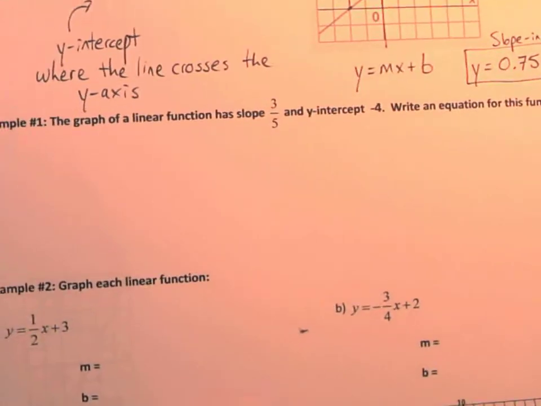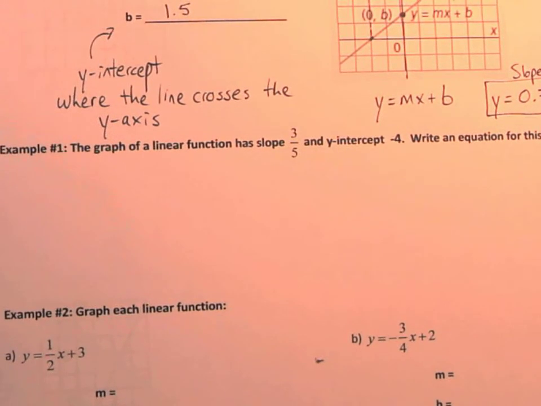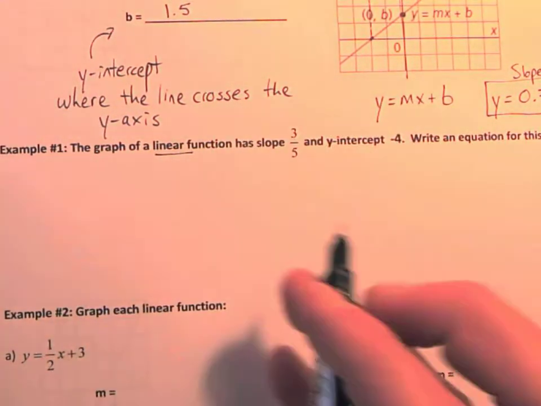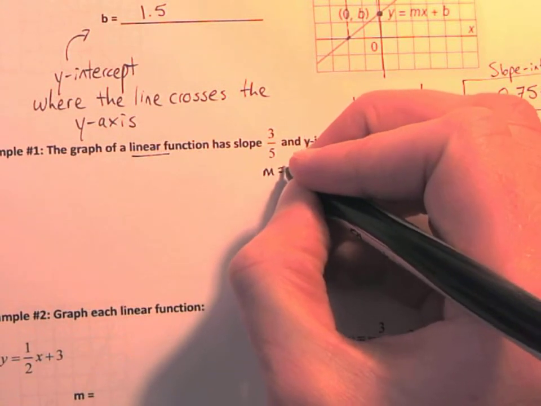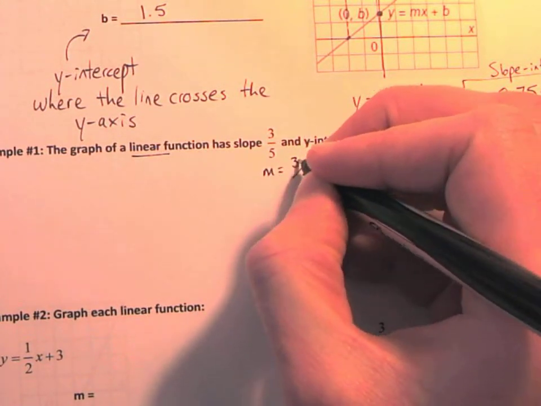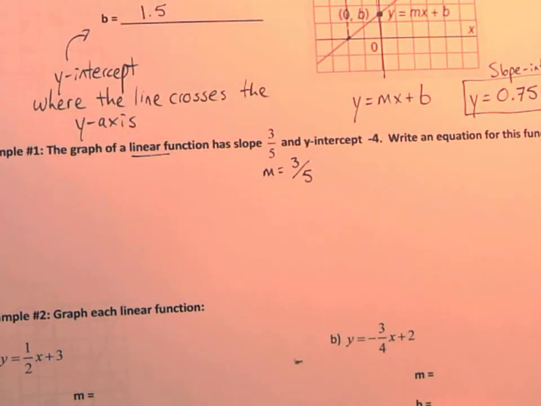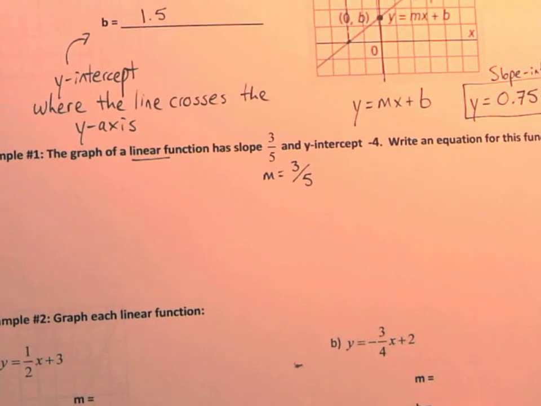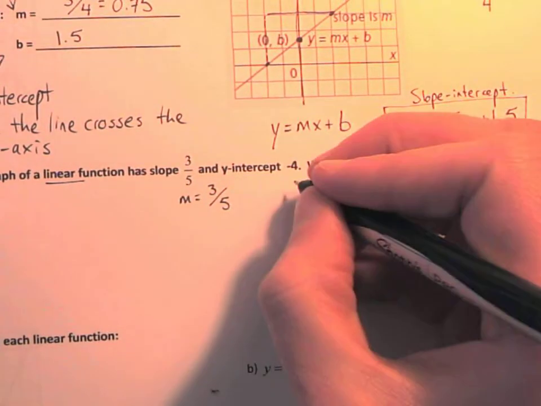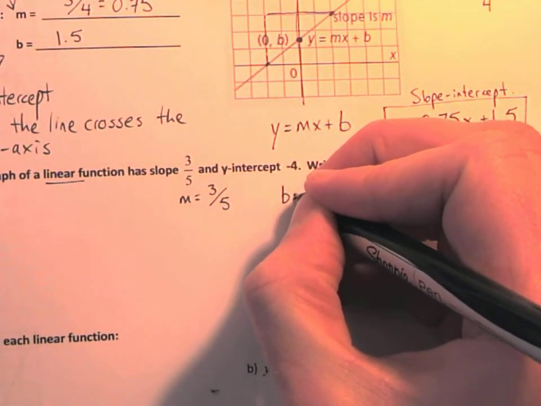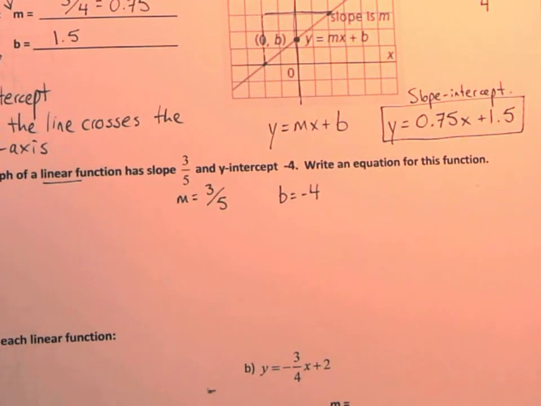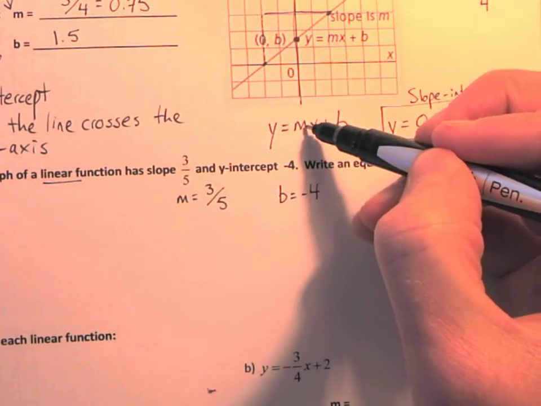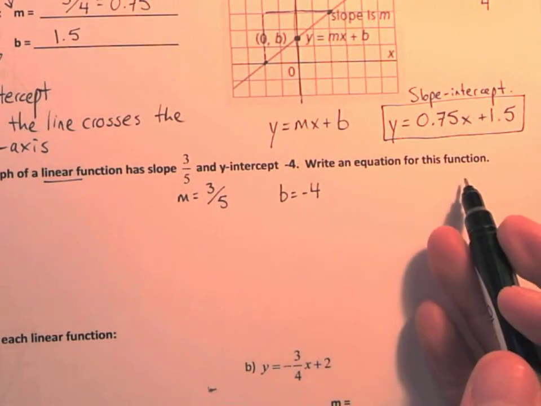Alright, so now let's try this question. The graph of a linear function, which linear means straight line, has a slope of 3 over 5, so that means our m is 3 over 5, or it rises 3 when it goes over to the right 5 units. And our y-intercept is -4. So I'm going to go ahead and write our b value is -4. So it crosses the y-axis down at -4. Write an equation for this function.